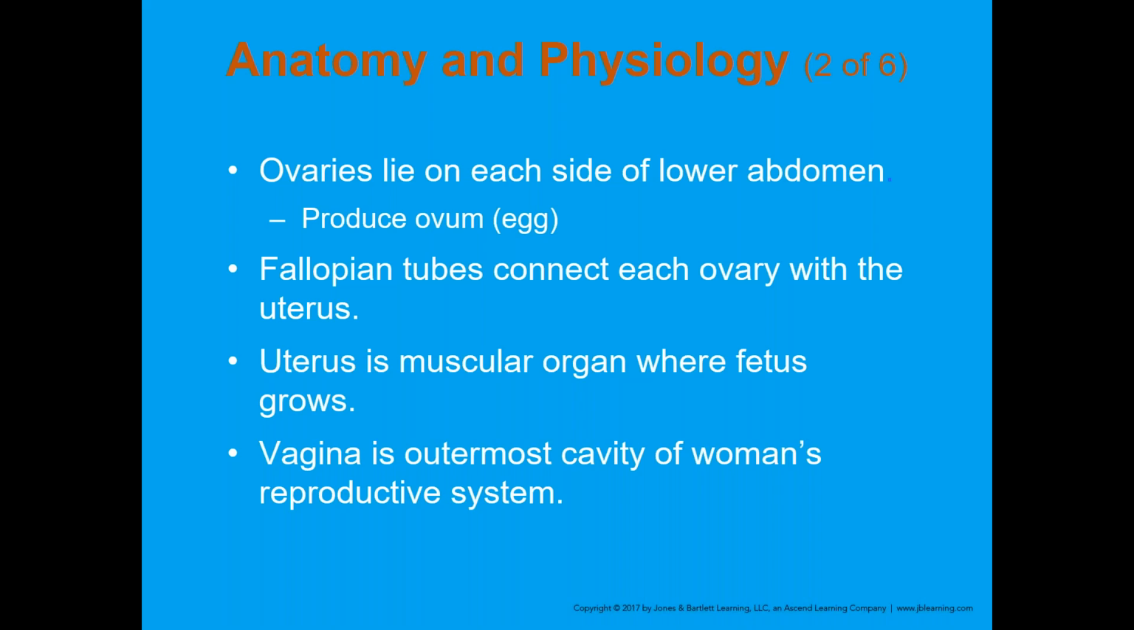The uterus, we talked about this in the last lecture, is a hollow muscular organ that grows with the fetus as the fetus grows and develops. So it moves further up into the lower portions of mom's anatomy of her abdominal cavity. The vagina is the outermost cavity of the woman's reproductive system. That is the birth canal that a baby travels through when it is being born.